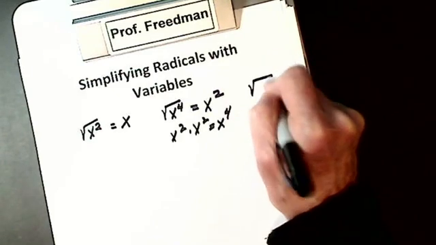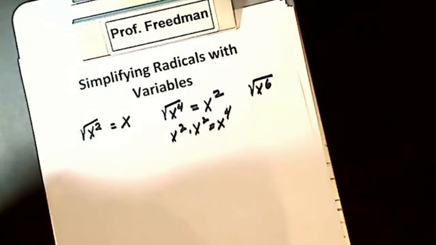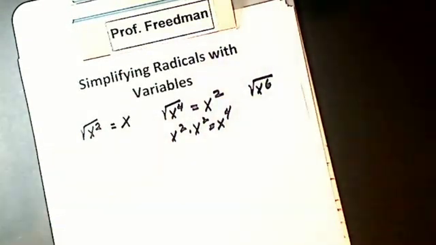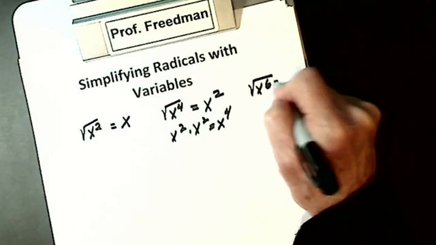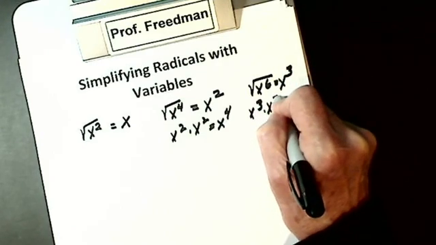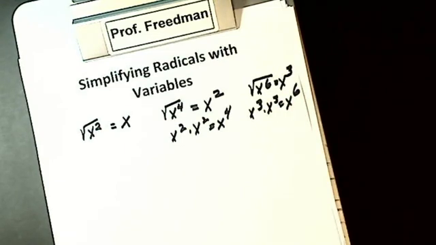Let's say I want to take the square root of x to the sixth. So it's x to the what times x to the what. Remember, for square root, they have to be identical. That'll give me a 6. It's got to be x cubed, because x cubed times x cubed, if we add exponents, I get x to the sixth.